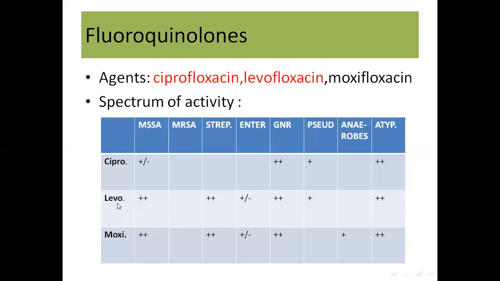Between Cipro and Levo, the similarities are that they are moderate to good for pseudomonas and poor for anaerobes. The difference between them is that Levo is good for gram-positive but Cipro is poor for gram-positive. These are the similarities and differences between Cipro and Levo.